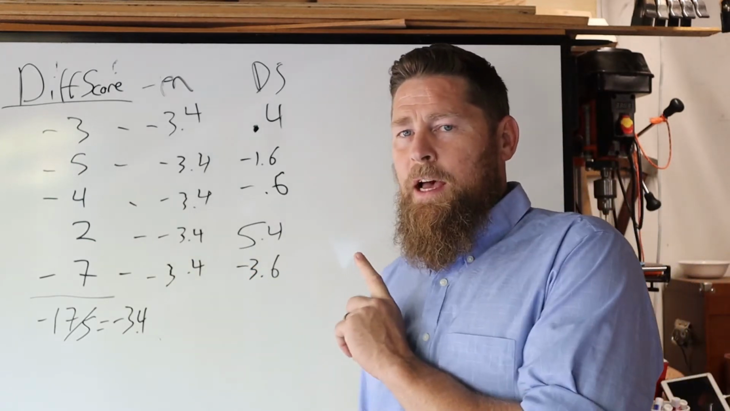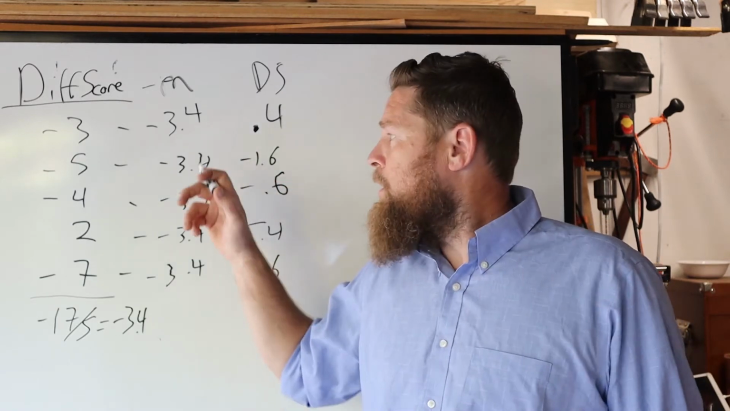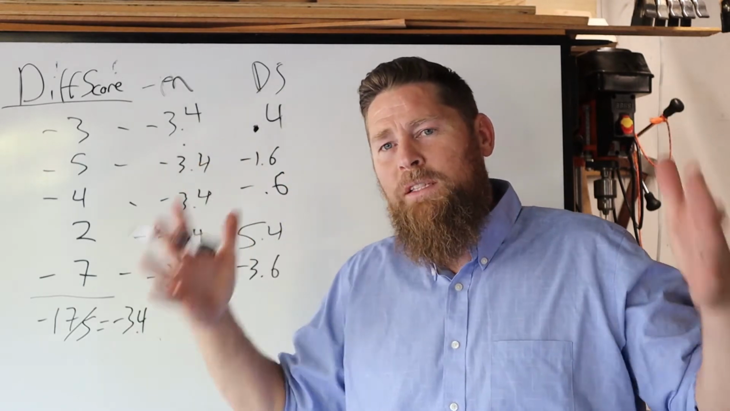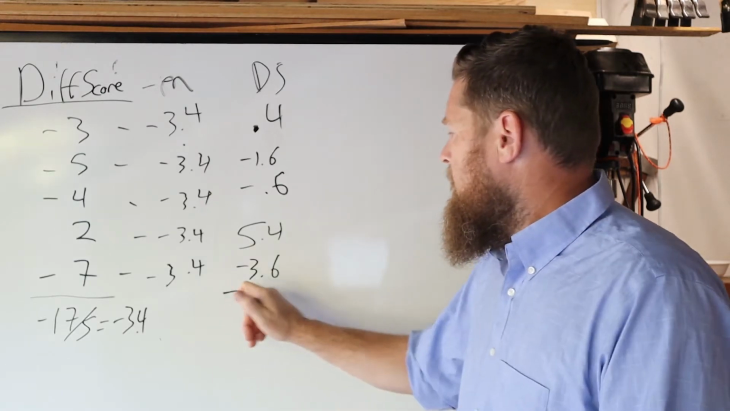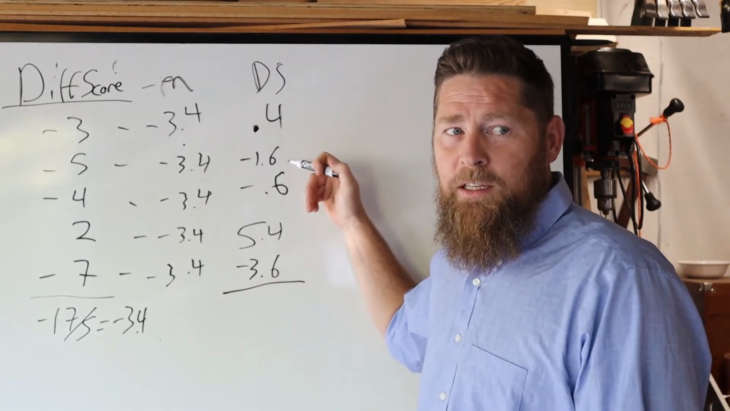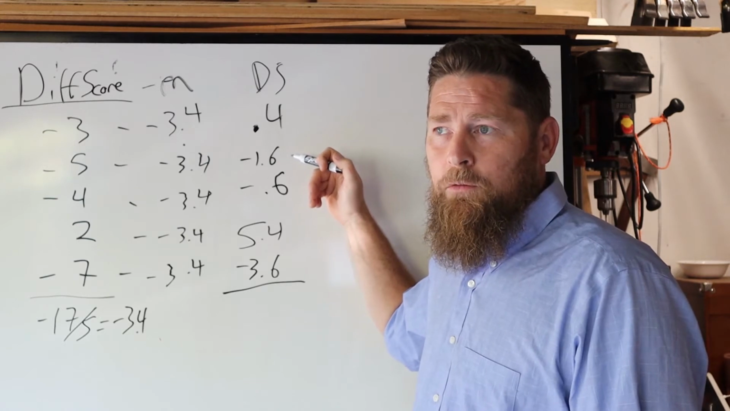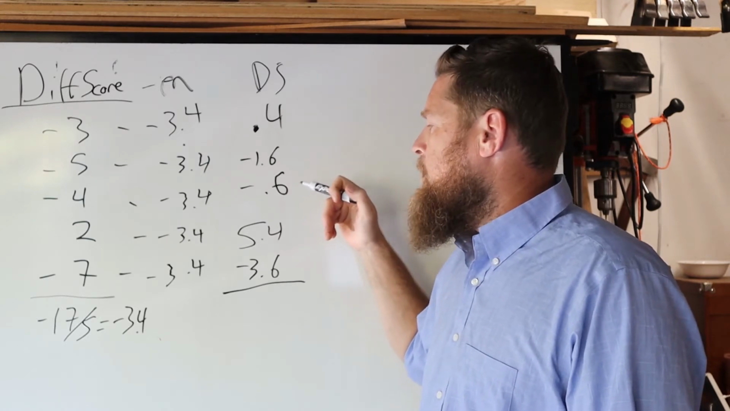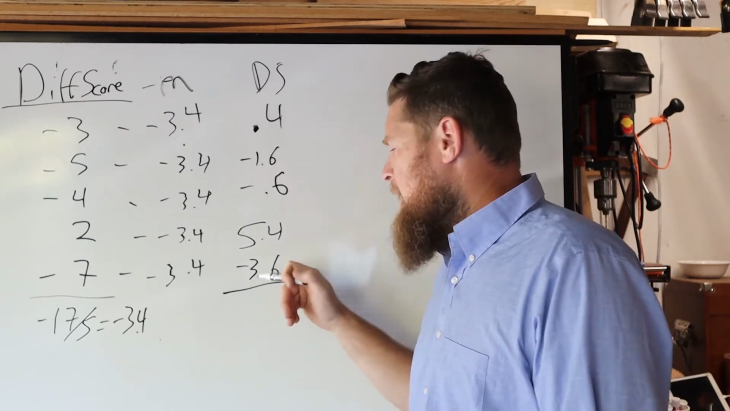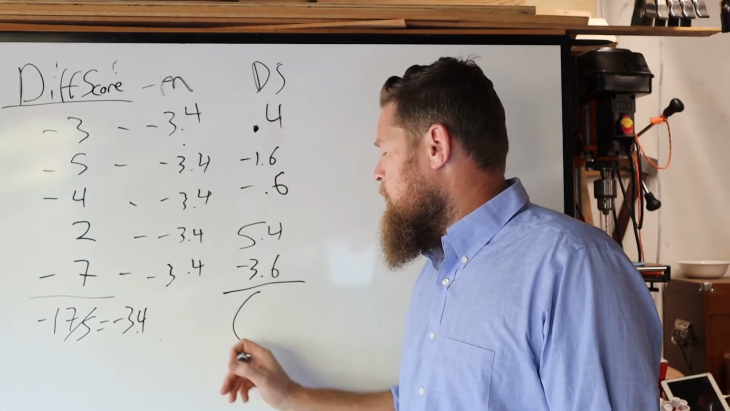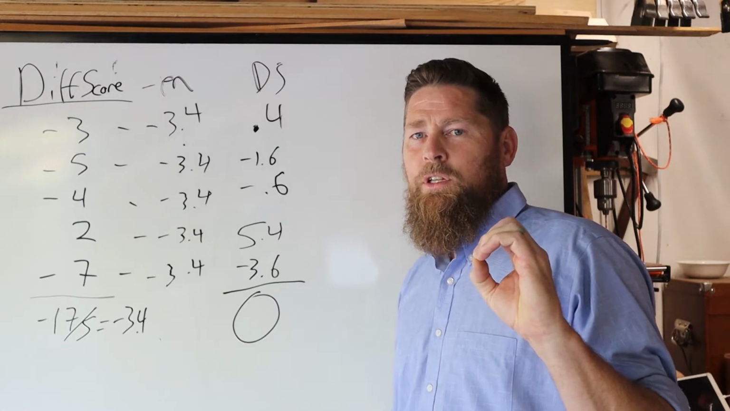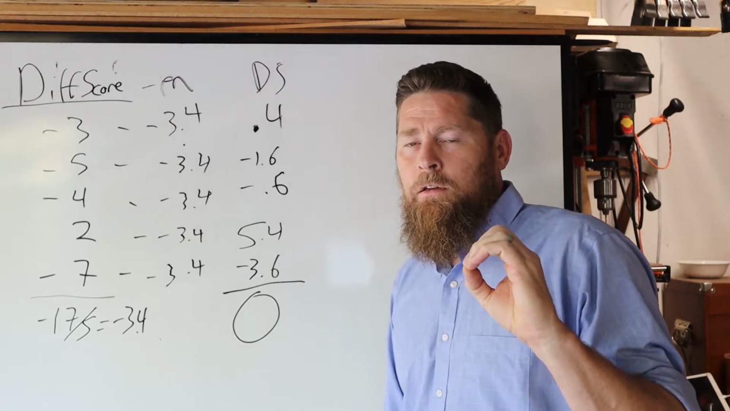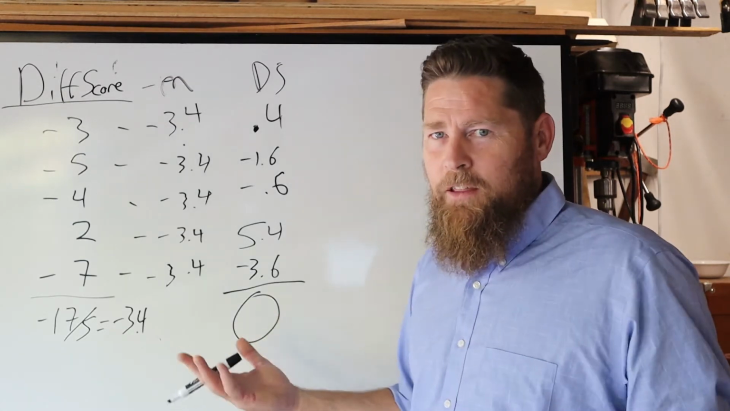If you add these up, these are deviation scores, and the principal function of the mean is to make itself at one time equidistant from all of the scores in a distribution. Thus, 0.4 plus -1.6 plus -0.6 plus 5.4 plus a -3.6 equals a big fat zero. Nada. Zilch.